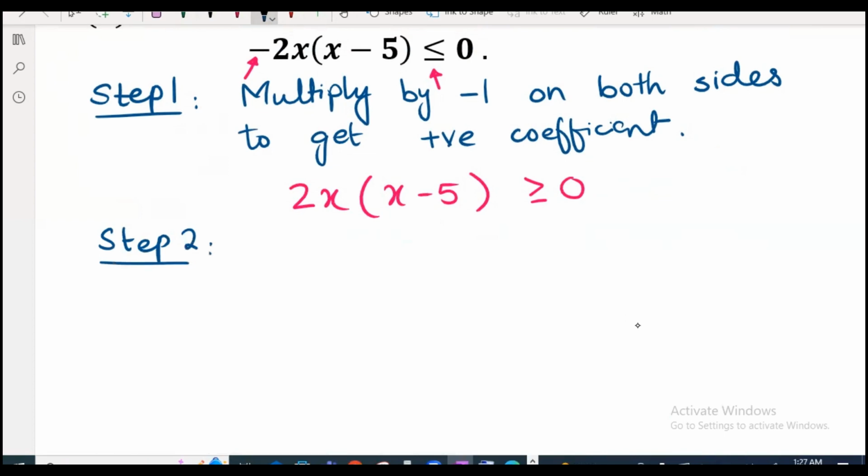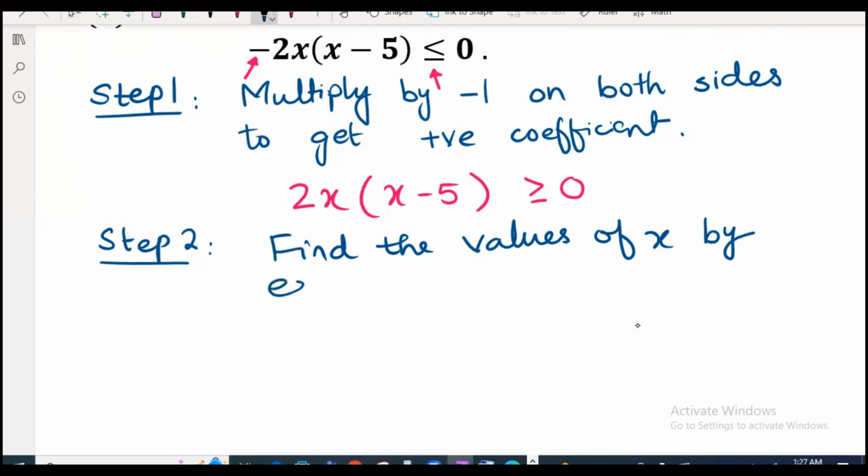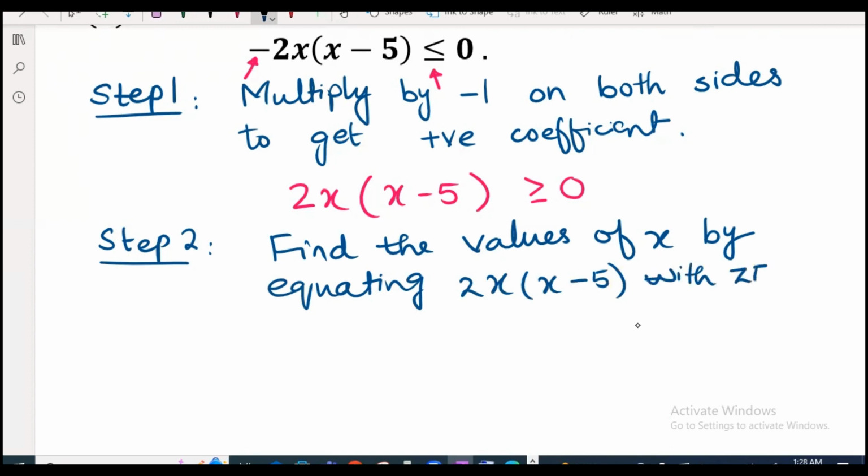Step number 2 is find the values of x by equating the left side of this inequality, which is 2x times x minus 5, with 0. So 2x times x minus 5 is equal to 0. And this is already in factorized form.